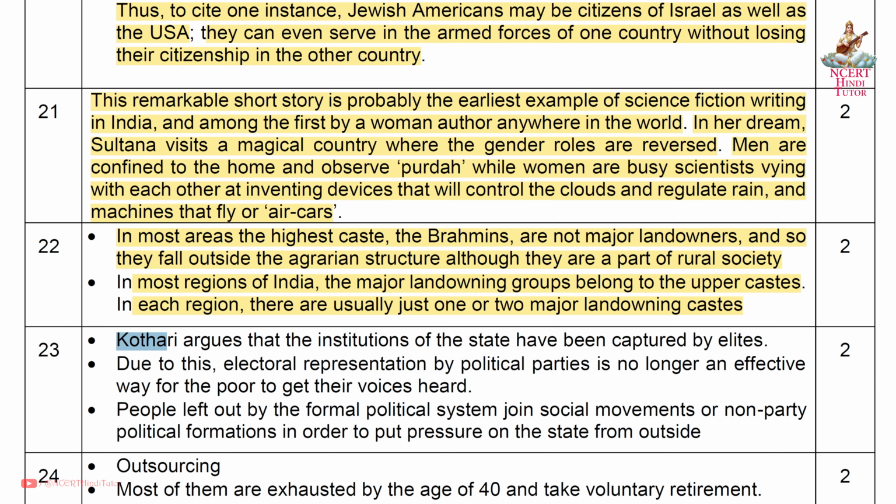Answer. Kothari argues that the institutions of the state have been captured by elites. Due to this, electoral representation by political parties is no longer an effective way for the poor to get their voices heard. People left out by the formal political system join social movements or non-party political formations in order to put pressure on the state from outside.